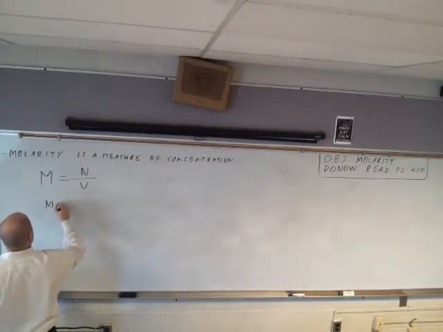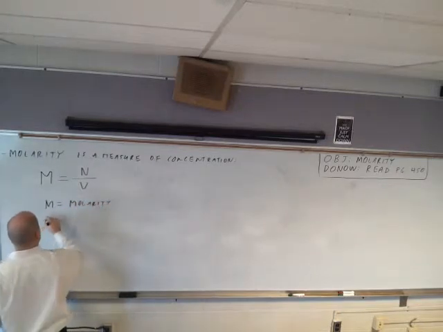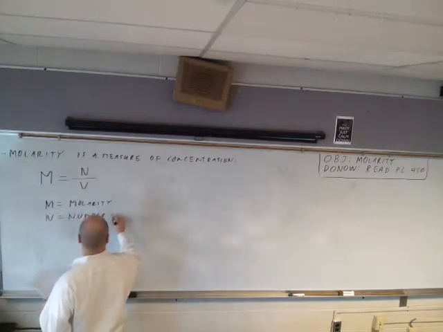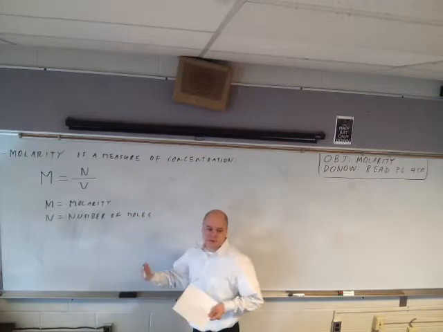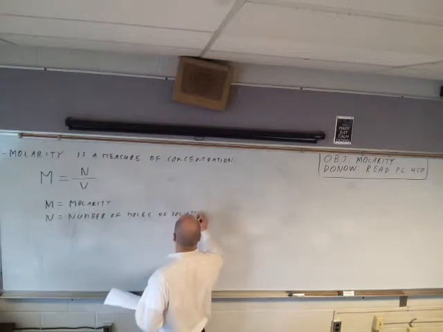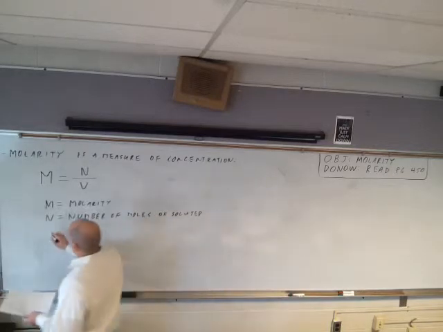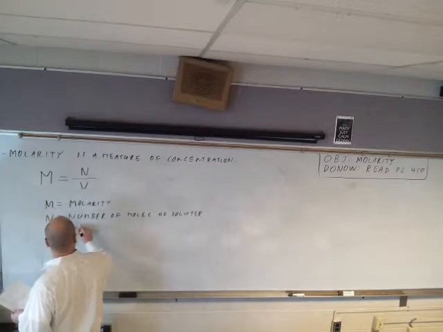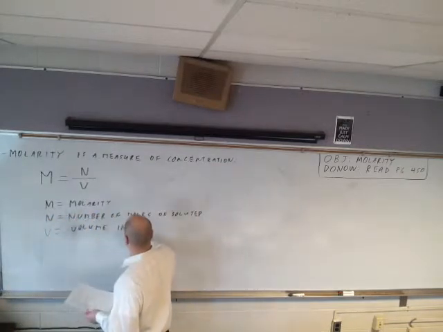All right, so let's write these all down. M is molarity, n is number of moles, number of moles of the solute, of the stuff you're mixing into the water, right? Sugar, salt, iced tea mix, whatever it is. And then V is volume, volume starts with V. In liters though, it has to be in liters.